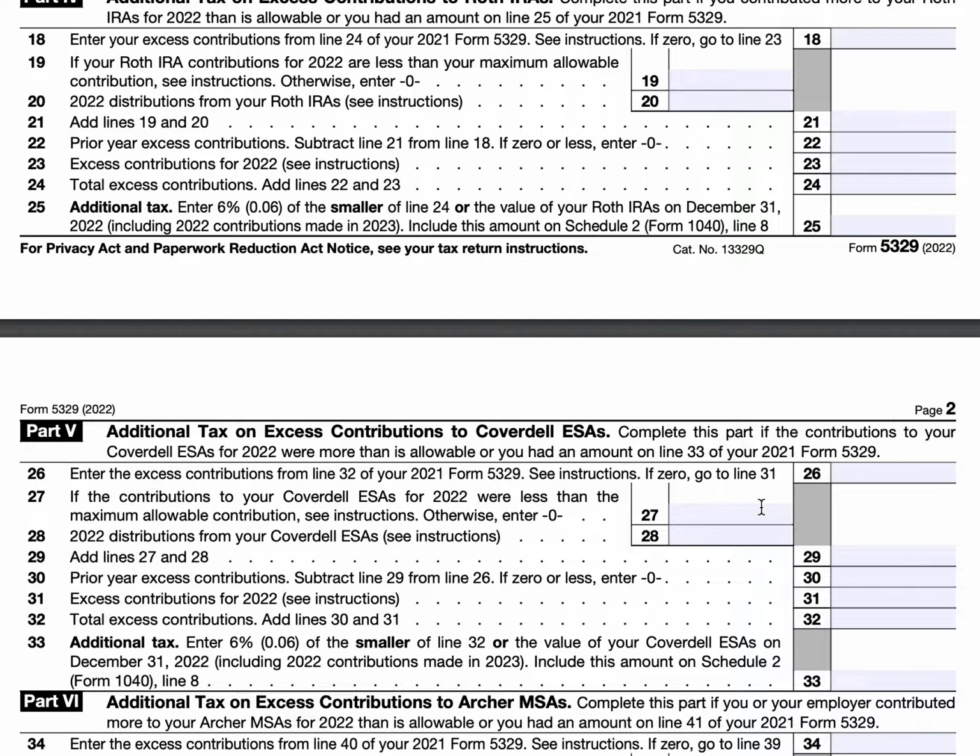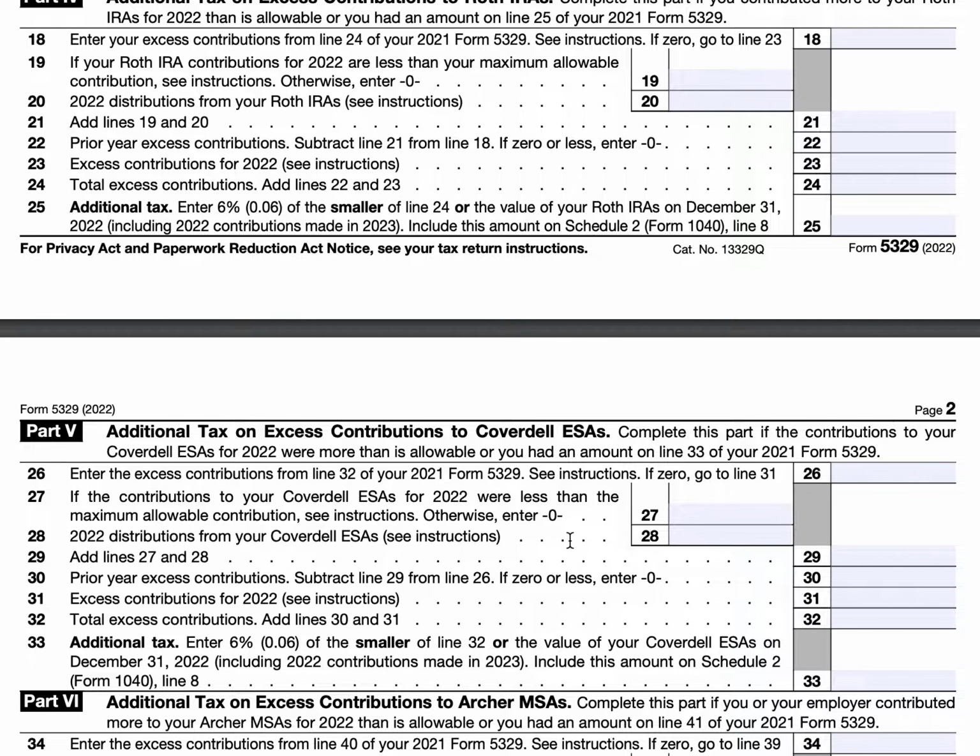For line 27, if the max contributions for 2022 were less than the maximum allowable contribution, see the form instructions, which indicate that you should enter the excess, if any, of the maximum amount that can be contributed to your Coverdell ESAs over the amount actually contributed. Your contribution limit is the smaller of $2,000 or the sum of the maximum amounts the contributors to your Coverdell ESAs are allowed to contribute.